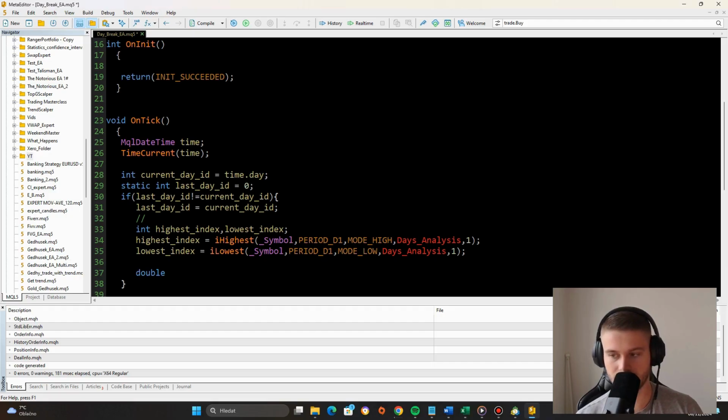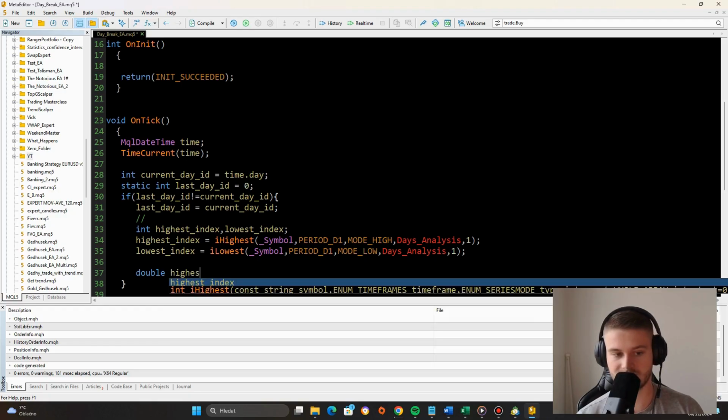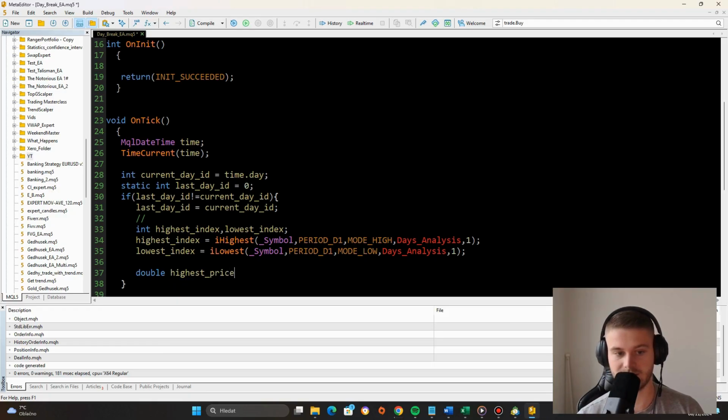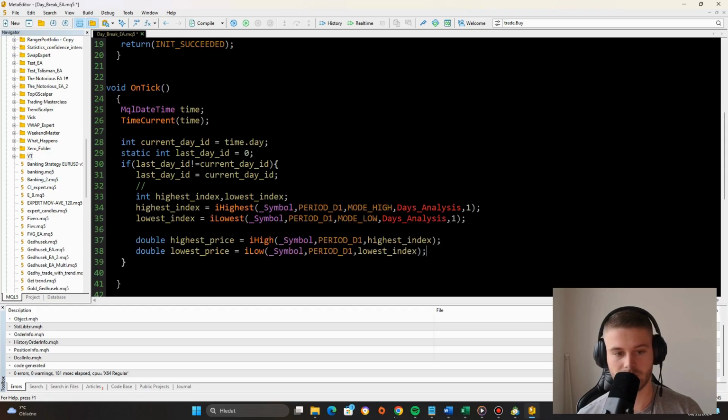Double, yeah, because it's going to be like a price. Okay, and let's just say highest price, which will be equal to iHigh for the current symbol, period day 1 as well, and now highest index, and double lowest price is equal to iLow, symbol, period day 1, lowest index. Okay, so this works. So now I have my highest price and my lowest price.